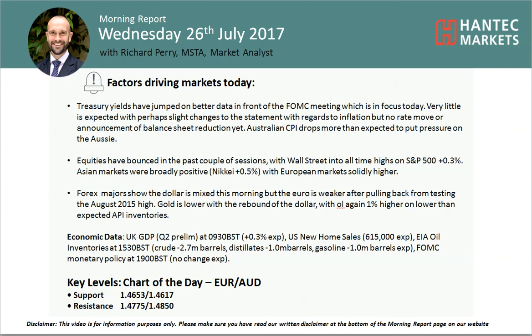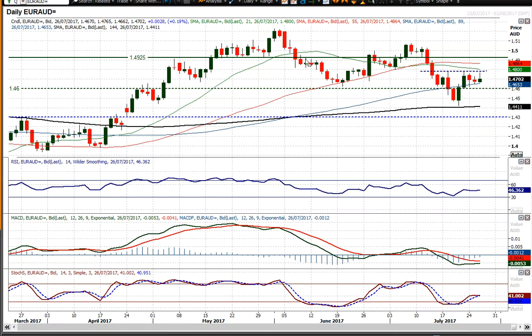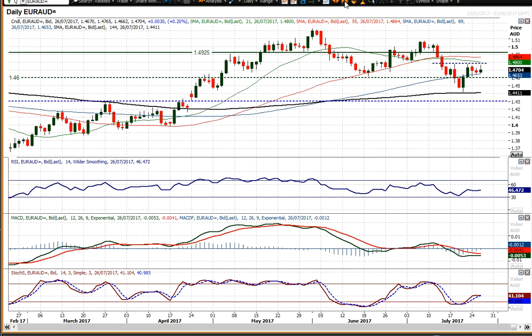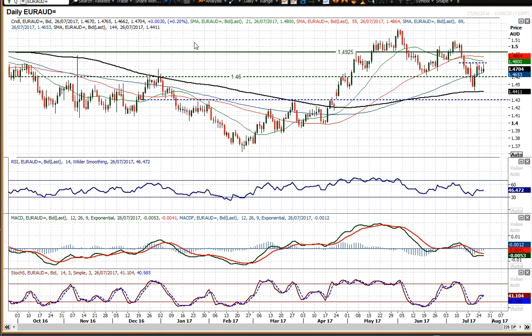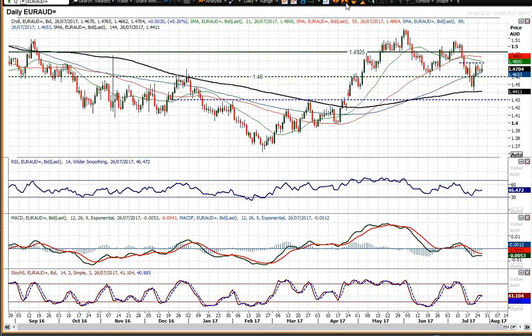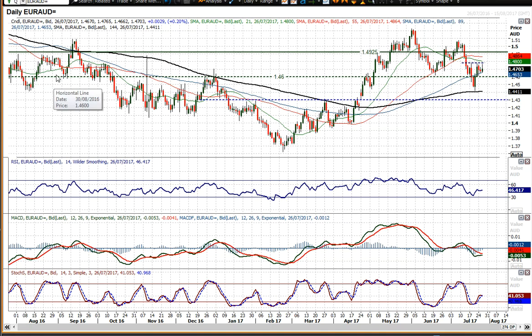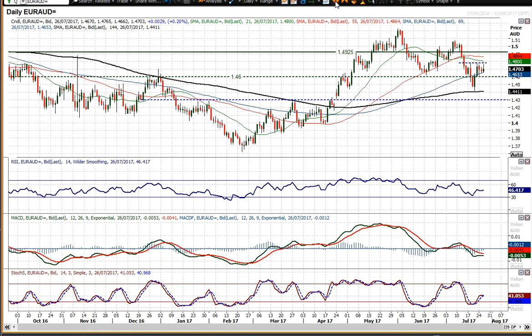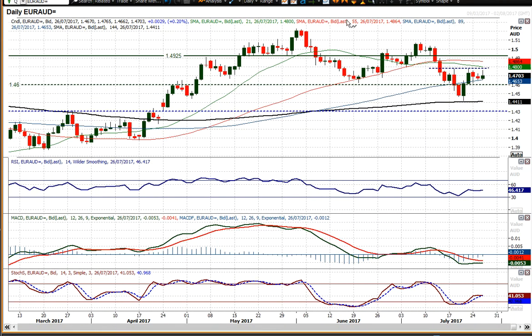But that takes me to my chart today, which is Euro Aussie. Now, Euro Aussie has been an interesting chart in recent weeks. It broke down below that 146 barrier, which had been a bit of a pivot since September really, providing base of support, becoming resistance again, and then supportive, and then broke down sharply last week.